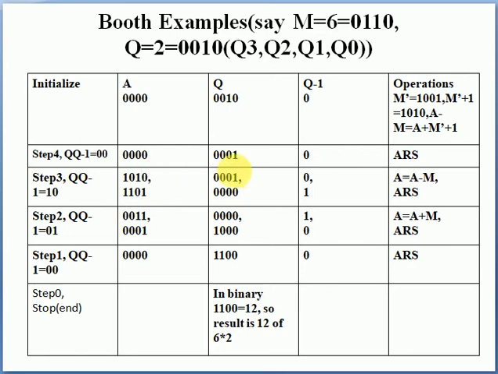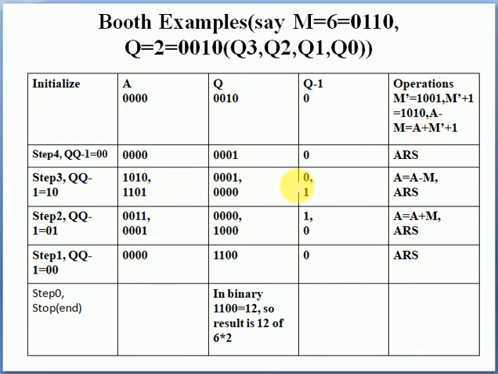Okay, now check again Q and Q minus 1. Here Q is 1 and Q minus 1 is 0. Okay, we have to perform the 10 bit pair operation. 10 means we have to do the subtraction operation, so equal to A minus M. So when we apply the A minus M method, then this gives 1010. Okay, you can check with the help of this method.